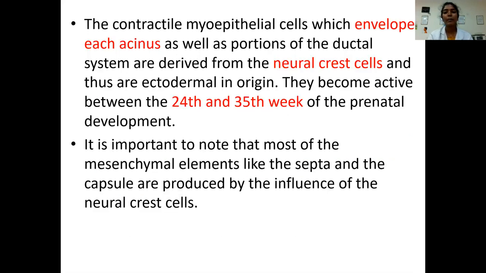The contractile myoepithelial cells which surround each acinus, as well as the portion of the ductal system, are derived from the neural crest cells and thus are ectodermal in origin. They become active between the 24th and 35th week of the prenatal development. It is important to note that most of the mesenchymal elements like the septa and the capsule are produced by the influence of the neural crest cells.